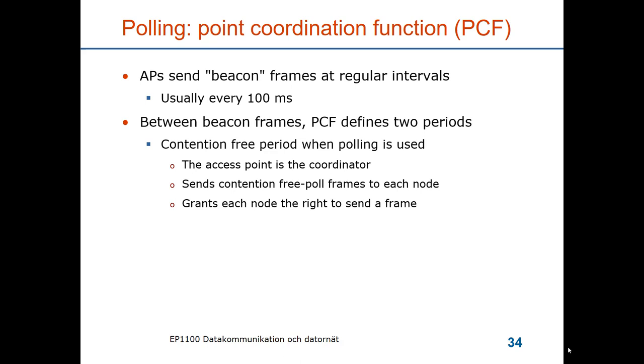So it's an access point that's a coordinator, and it sends polling frames to each node. And such a frame grants each node the right to send one frame. Once it has polled all the nodes, then it can switch and have the remainder of the time allocated on a random access basis by using the distributed coordination function.